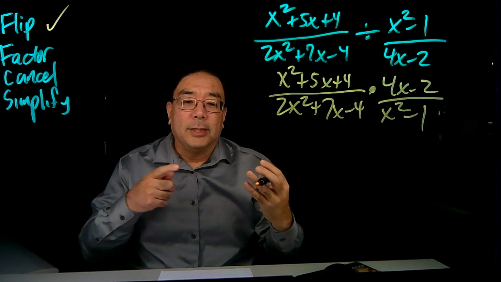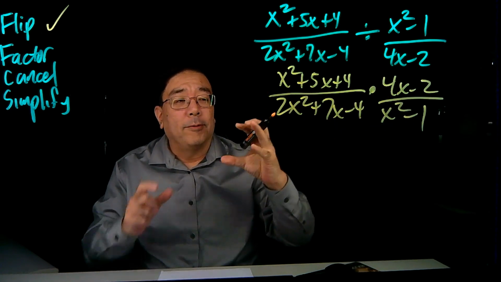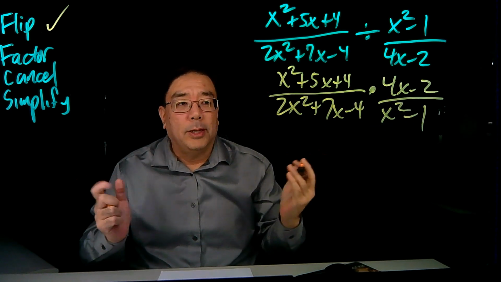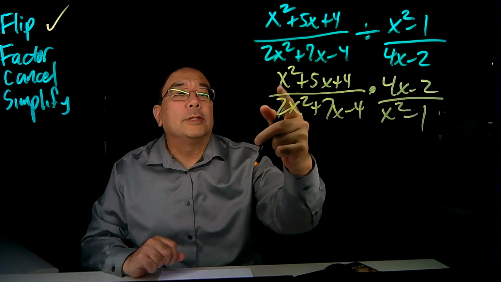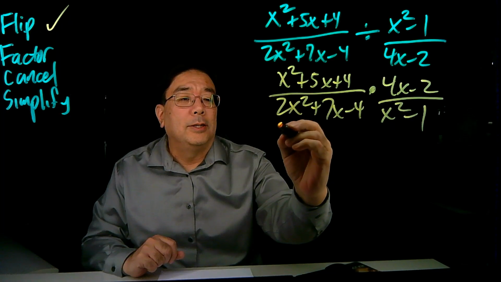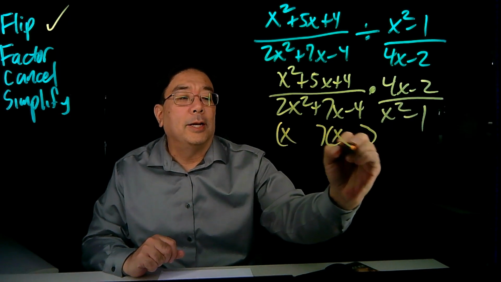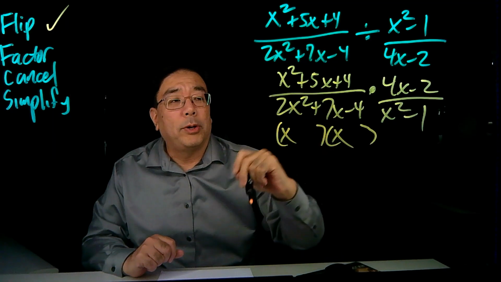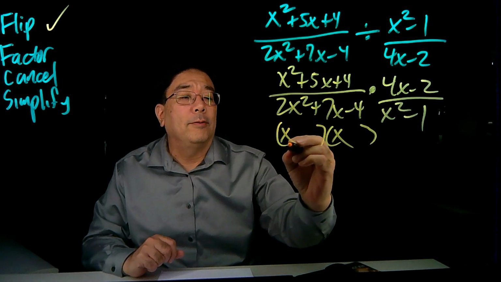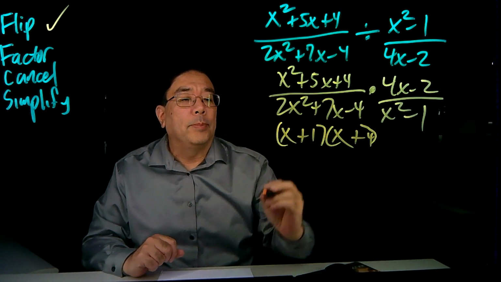Now you could have done these two at the same time, because while you're writing this out, you could have been factoring at the same time, and that's fine too. So for this x squared plus 5x plus 4, how does this factor? We'd have an x there, and two numbers whose product is 4, whose sum is 5, well that would be plus 1 and plus 4.